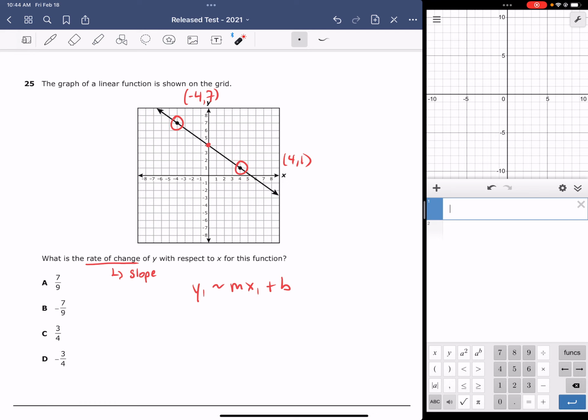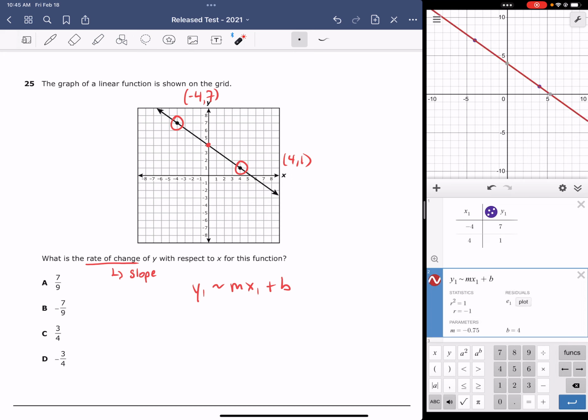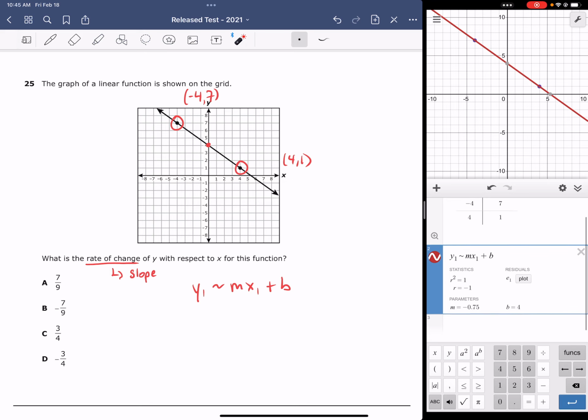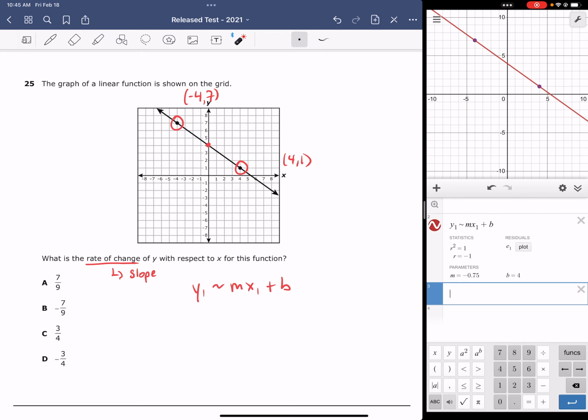On Desmos, we will add a table and type in these two points, (-4, 7) and (4, 1). In our second line, we will type our linear regression equation, y1 ~ mx1 + b, and we will see that the slope is given as -0.75.